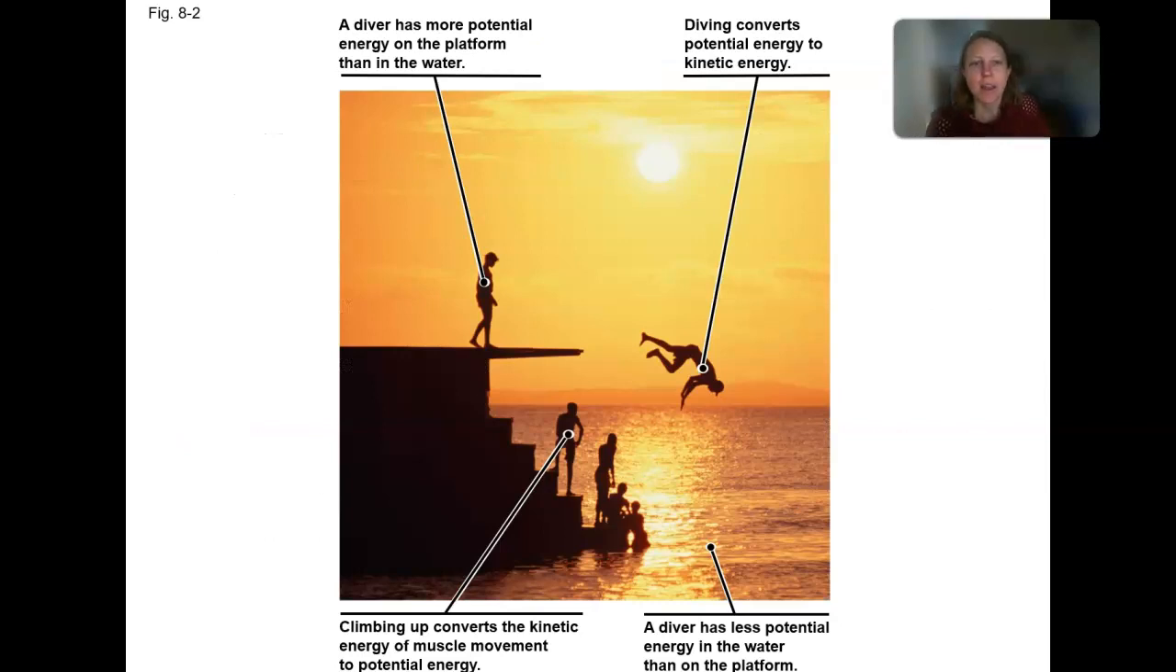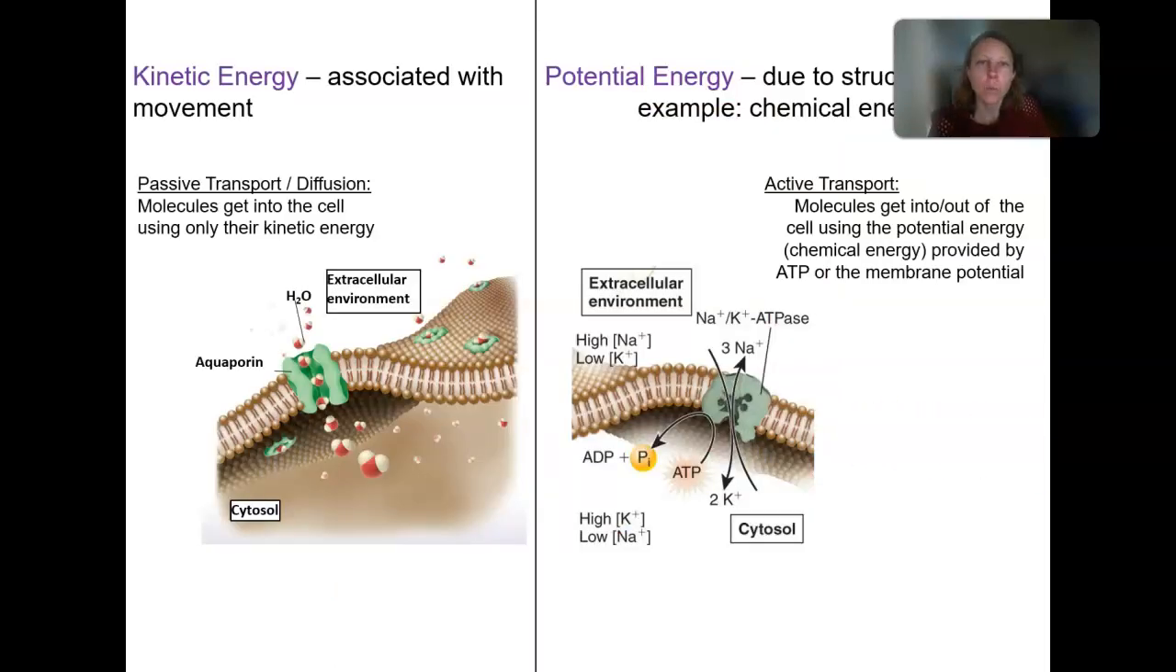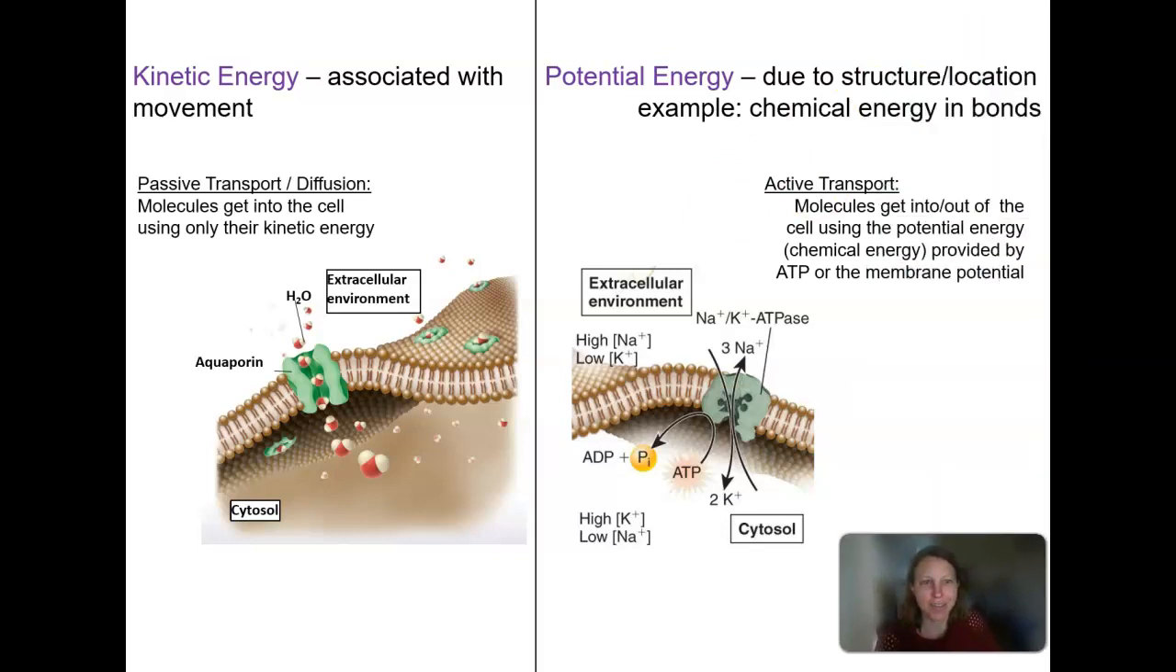All right, so here we can see both kinetic energy, the diver diving into the water, and potential energy in this diver, this swimmer, being up higher than the swimmers down here at the bottom. So higher potential energy because of position, and then kinetic energy because of the movement. We've already seen examples of kinetic and potential energy. I just didn't give them those terms yet, but these should look familiar to you.